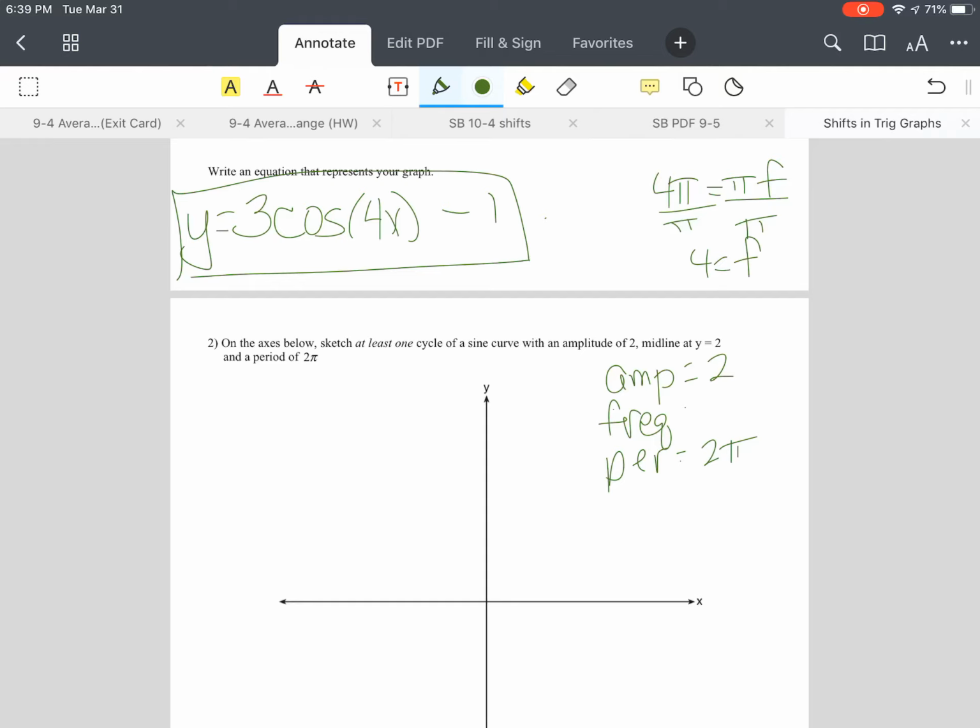I'm just going to write a little bit over here. So let's do the critical values, which is period over 4. So 2 pi over 4, which is pi over 2. So every pi over 2, I have a critical value. So we could set that up. Pi over 2, 2 pi over 2, which is pi, 3 pi over 2, 4 pi over 2, which is 2 pi. Okay, the midline is at y equals 2.